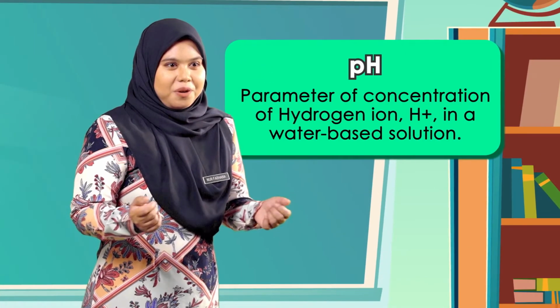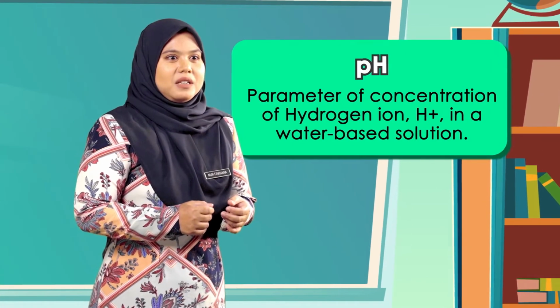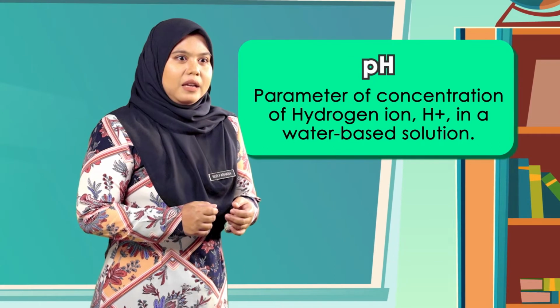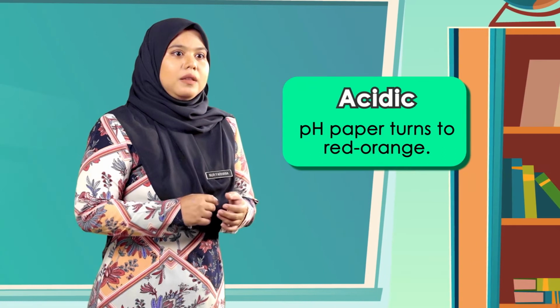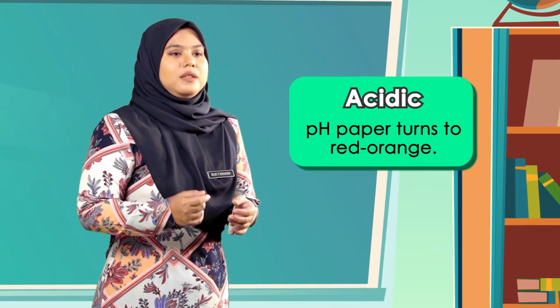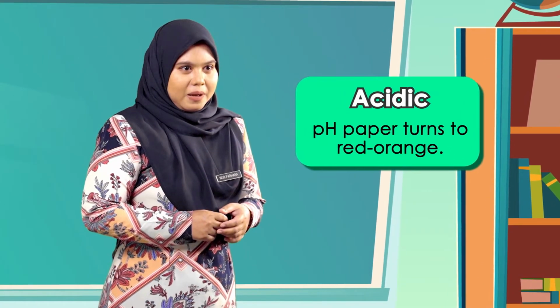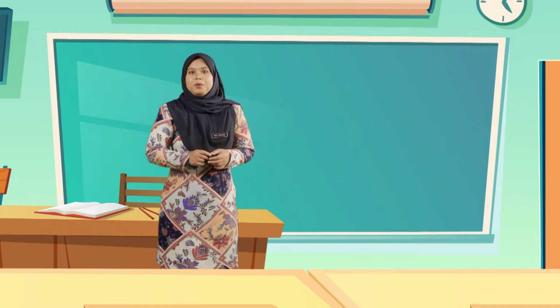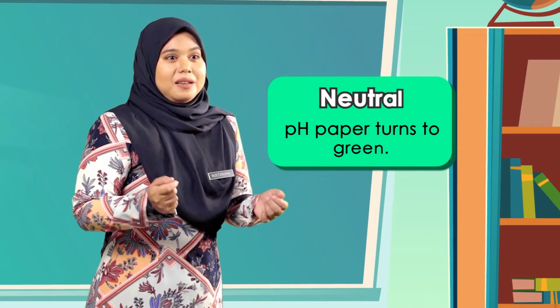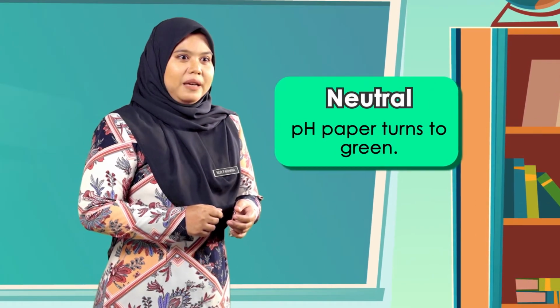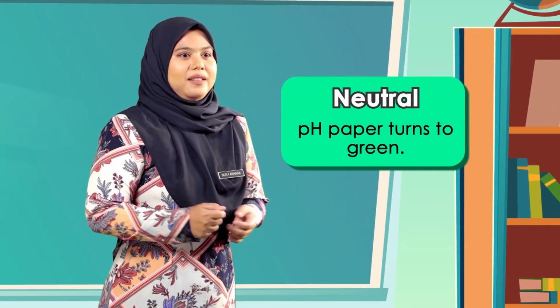pH stands for parameter of concentration of hydrogen ion in a water-based solution. The more hydrogen ions there are in the solution, the more acidic the solution is. The pH paper turns to red-orange if the solution is acidic, while it turns to blue-purple if the solution is alkaline. If the solution is neutral, the pH paper turns green.